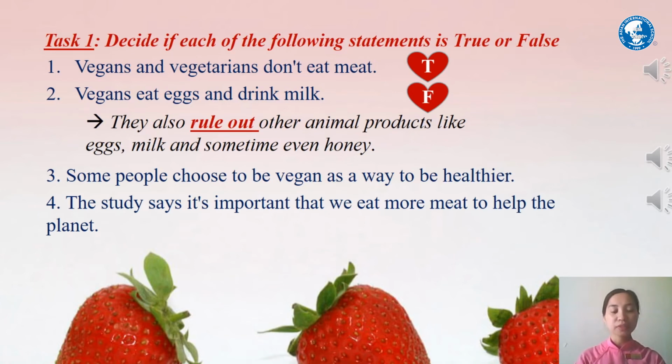What is your answer? There are different reasons people choose to be vegan, like animal welfare or as a way to eat healthier, which indicates number 3 is true. Number 4, their study says it's important that we eat more meat to help the planet. In fact, this piece of information is in contrast to the message conveyed in the recording. Let's listen to make sure your answer is correct.